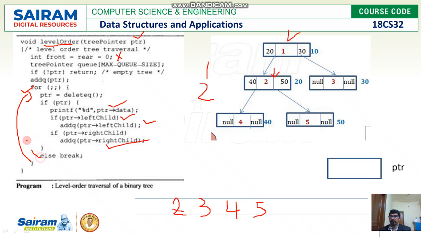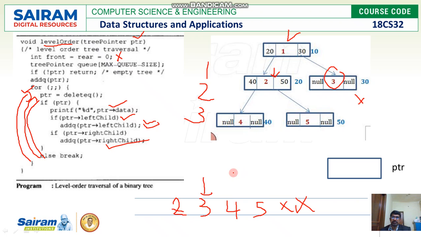Repeat this. PTR delete queue. So what is the front of the queue, which is 3. So I'll be deleting 3 from the queue. And if ptr left child, whether this node has got a left child, no. If it is 2, you have to add to the queue. Whether this node has got a right child, there is no right child, so I need not add anything into the queue. Repeat this. Go to next iteration.